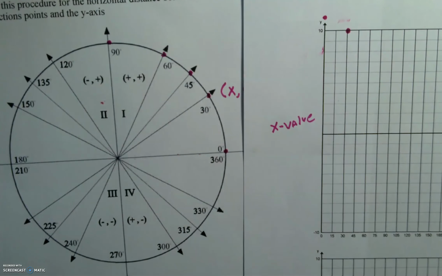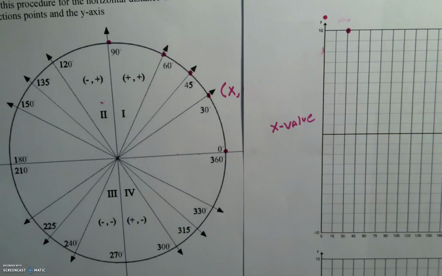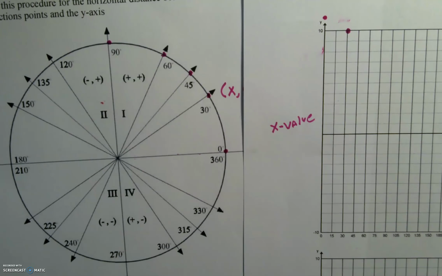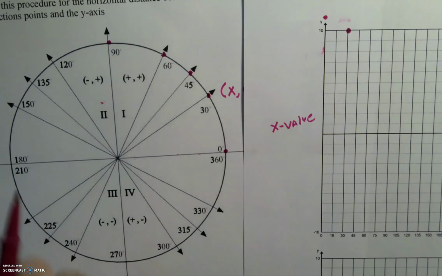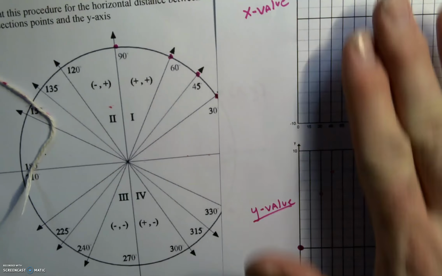And what's going to happen is as you go throughout the entire unit circle, the entire 360 degrees, you're going to notice something about this graph. And we're going to see how to graph this a lot in class on Tuesday. But for now, I just need you to produce the graph at the top and the graph at the bottom.